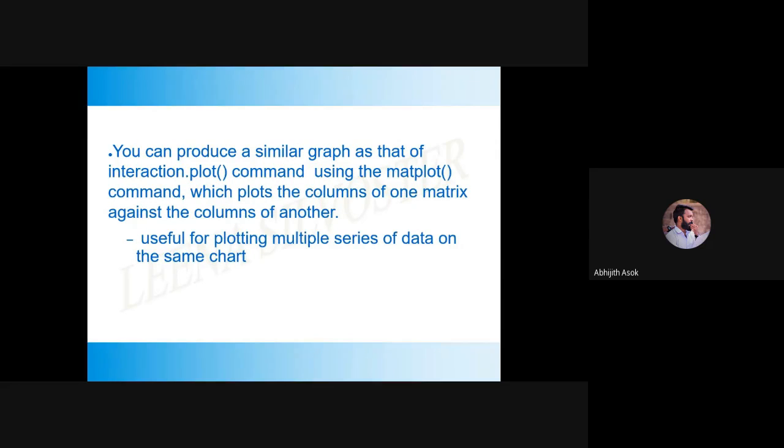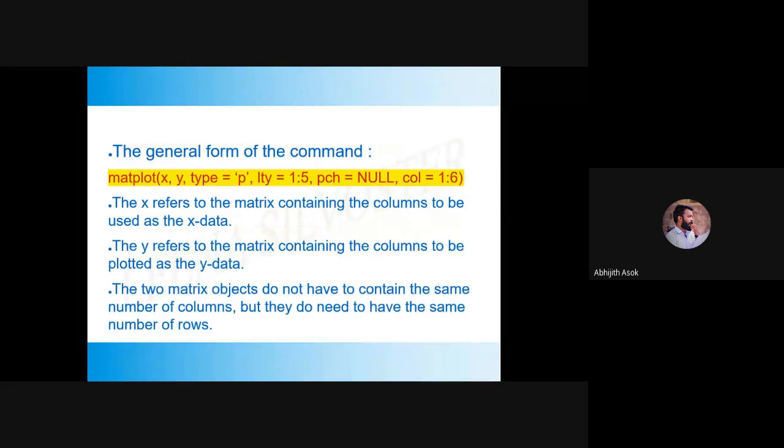You can also produce a similar graph using the matplot command, which plots the columns of one matrix against the columns of another. So the syntax of the matplot command: matplot followed by two arguments, x, the matrix containing the columns to be used as x-axis data, and y, the y data, and type equal to p. The two matrix objects do not have to contain the same number of columns, so the number of elements in x and y may vary.